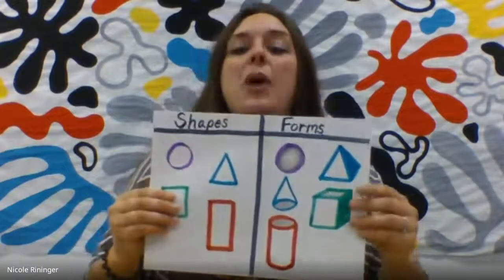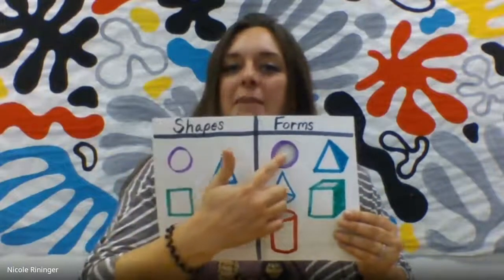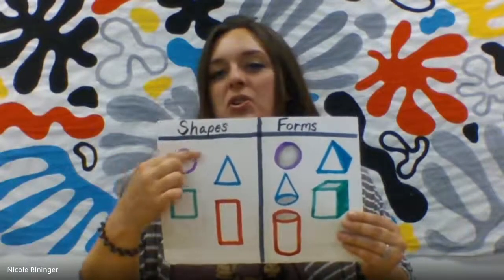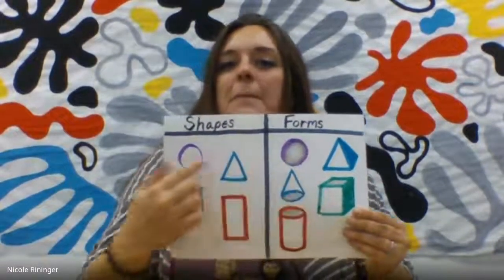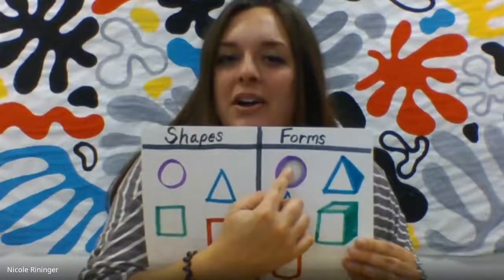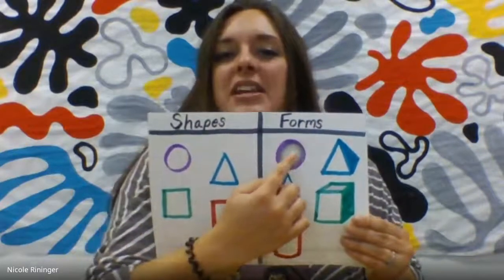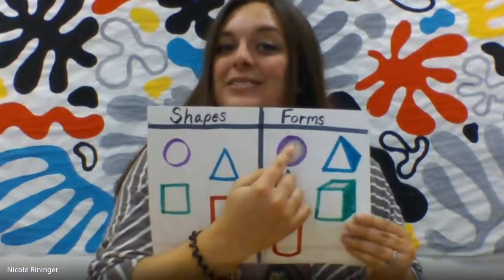Okay, so I want to compare and contrast with you. So let's look at what these have in common. If you look right here, this circle, yes, it's round, it has a round outline, and so does this form, but this is flat. In contrast, this looks like a ball. Okay, so this is called a sphere. Very good. This is not a circle, it's a sphere.